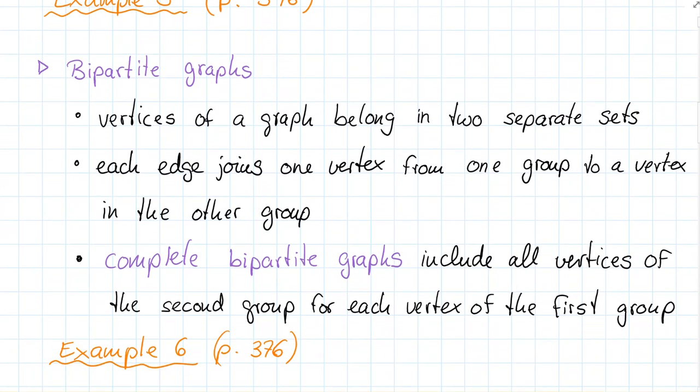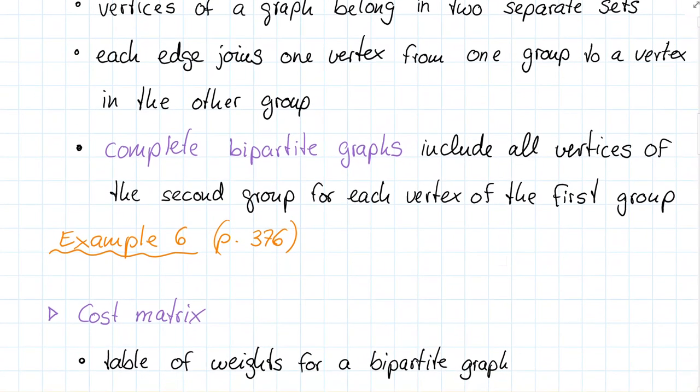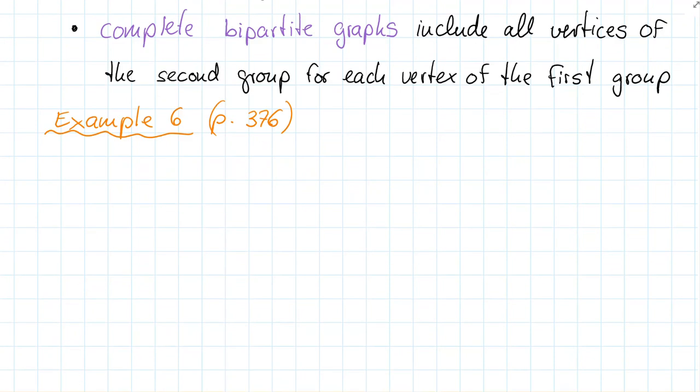The next thing we need to have a look at is bipartite graphs. So what is this now? If the vertices of a graph belong to two different sets, we can create a bipartite graph. Each edge joins one vertex from one group to a vertex in the other group. And then we can also do complete bipartite graphs, which include all vertices of the second group for each vertex of the first group. All right, if this didn't make a lot of sense to you, let's have a look at example 6 together.